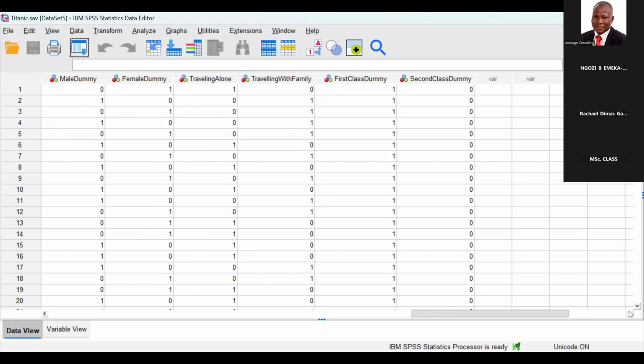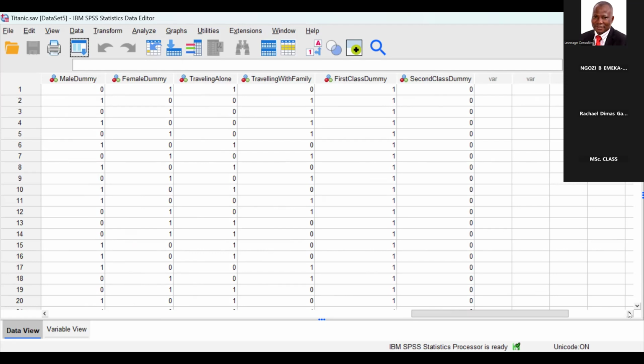First class dummy, second class traveling with. So they wanted to know what made those who survived different from those who did not. Females survived more than males. Whether you are traveling alone or with somebody, the people that travel with somebody survive more. Whether you are traveling with family or not, people that travel with family survive more. Then the people that take first class survive more.